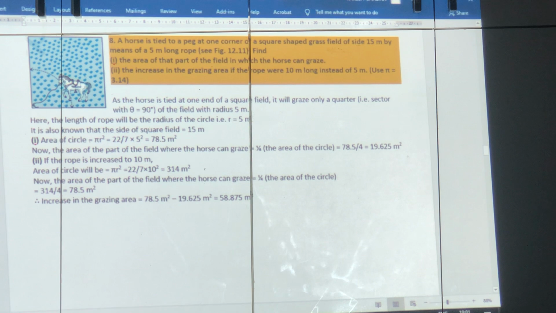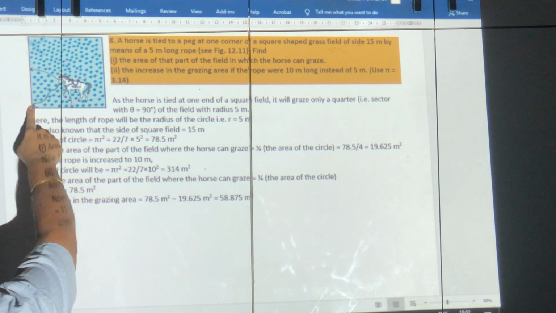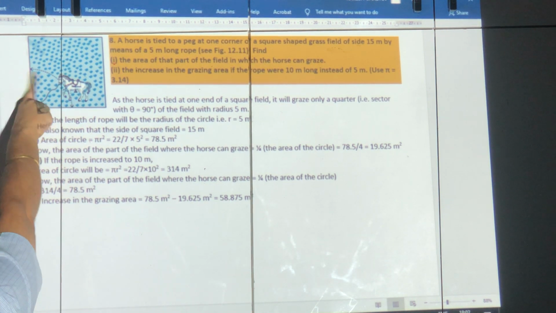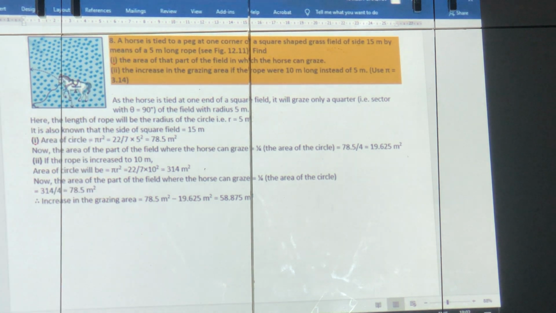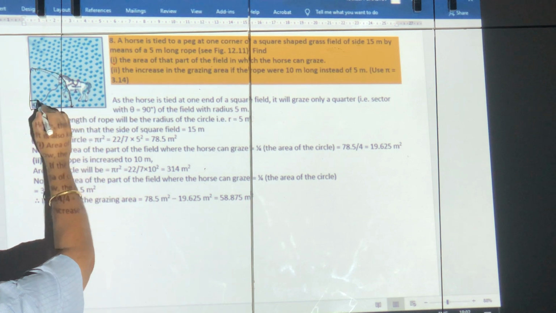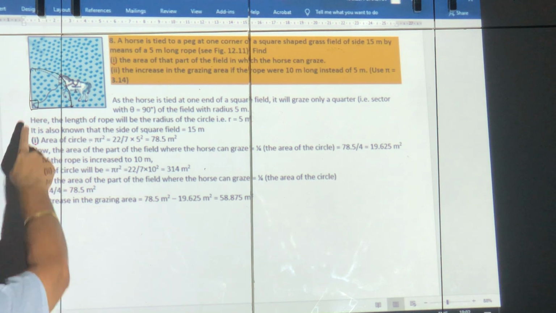Now how to confuse the student. A horse is tied. I've got a nail here and a rope and the horse is tied. The horse can only eat this much. Okay, he can't go. He's tied. So basically he is making an arc. So we are not interested in everything. We are just interested in this much, with 90 degrees.